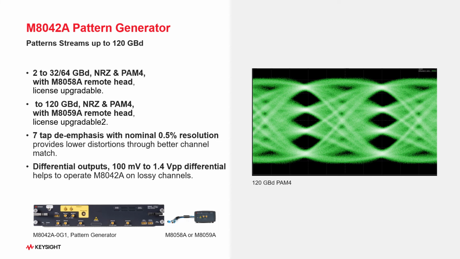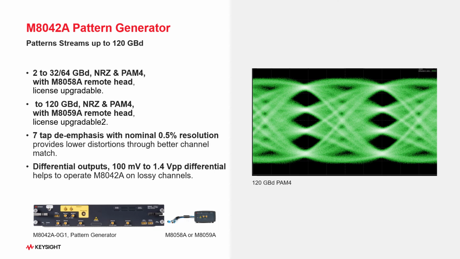It offers 2 to 120 gigabaud NRZ and PAM4 pattern generation, all with outstanding signal integrity, as you can see. As you can see from the screenshot of a 120 gigabaud PAM4 signal on the right side, you can see a very nice signal with outstanding signal integrity. The remote head supports baud rates up to 64 gigabaud and can also be extended to 120 gigabaud with the licenses.